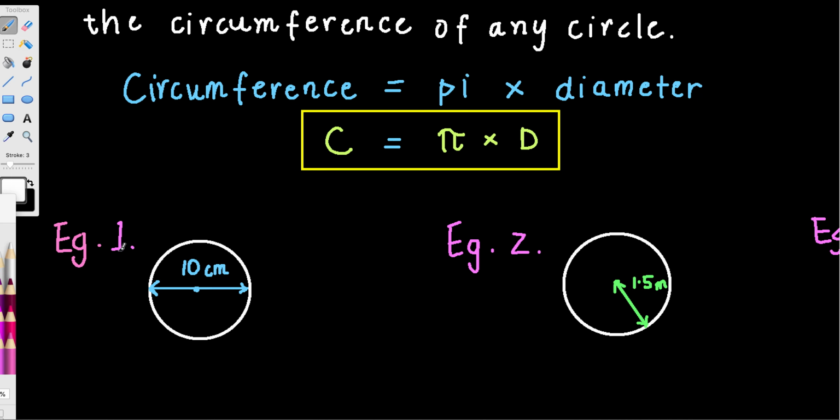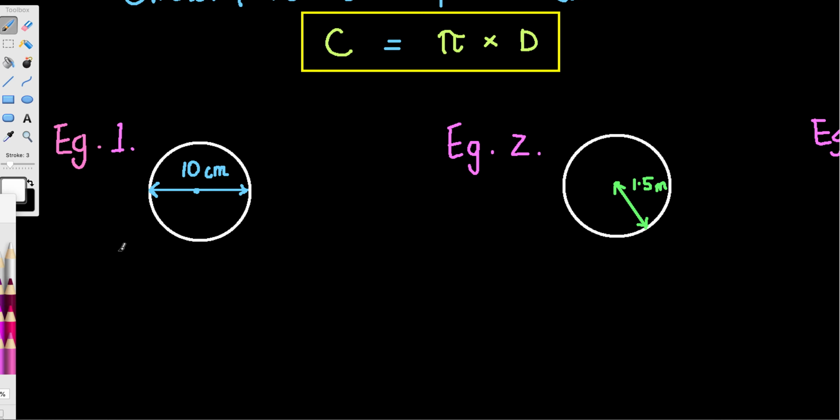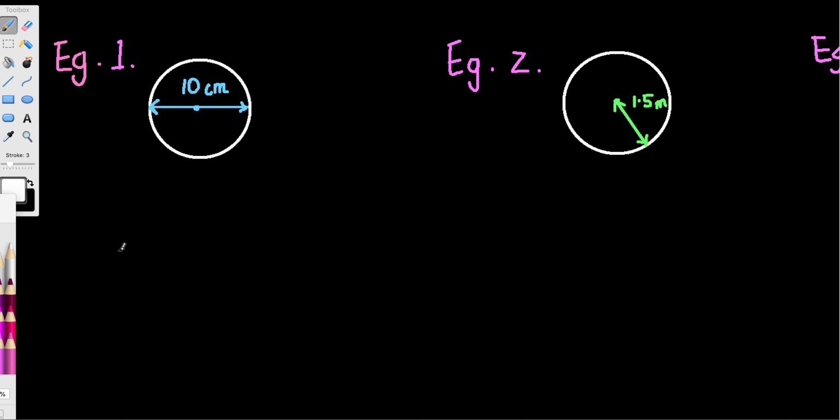You will need your calculator for this, so make sure you've got that. And here's a couple of examples to start us off. So first of all, if I'm finding the circumference, I would write C equals pi times d, like so.